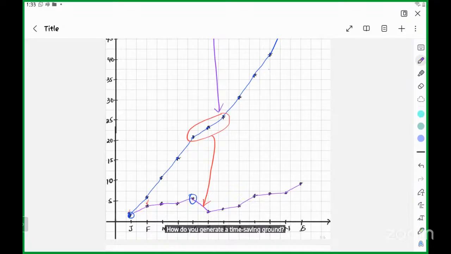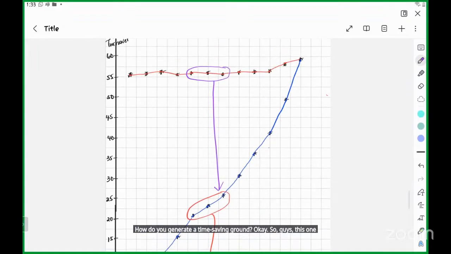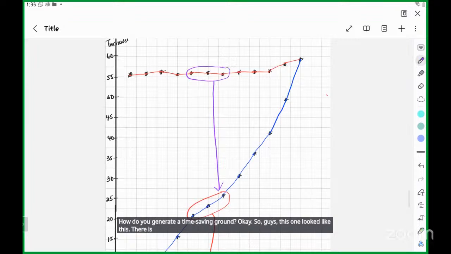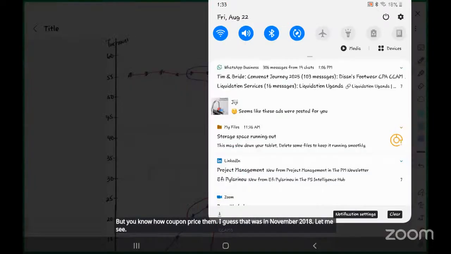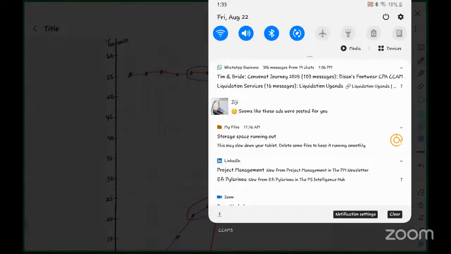Okay, so guys, this one looked like this. There is when the examiner gives you huge values, but you should know how to compress them. I guess that was in November 2018. Let me see. You have a question, sir? What is the title of the graph? Okay, let's put it. But just a second, November 2018.